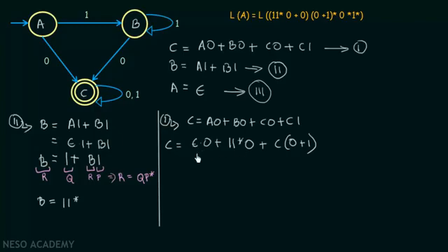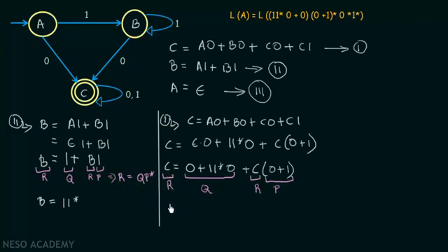Alright. Now we again know that epsilon into 0 is 0. So let me rewrite this equation like this. Epsilon into 0 is 0 itself plus 1 1 star 0 plus C into 0 plus 1. So this is what we have. Now again, if you look at this, the equation is of the form R equal to Q plus RP. So again we can apply the same Arden's theorem and write R equal to QP star.